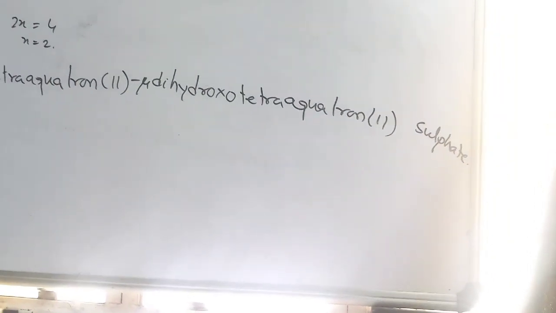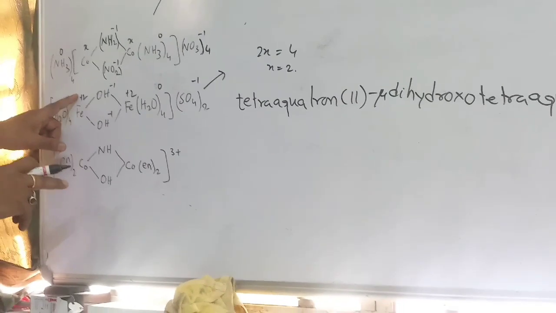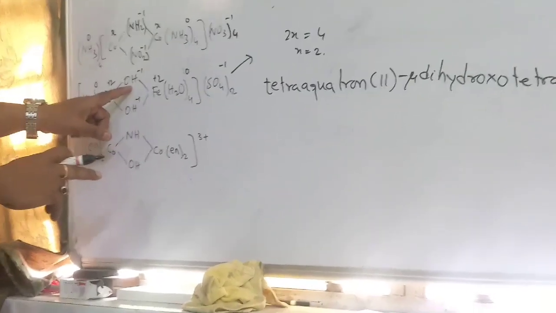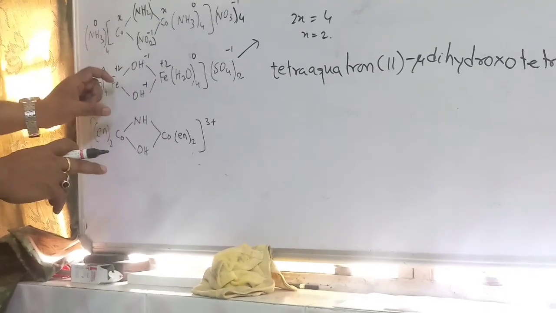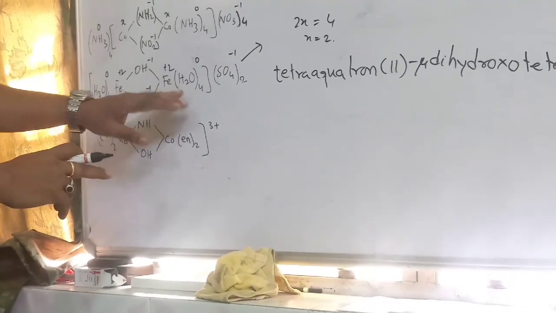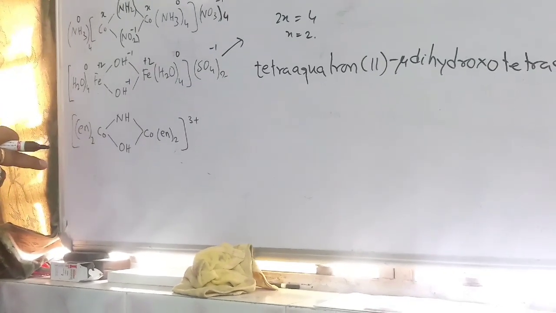So this is how we do it. Once more you can see tetra aqua iron 2, mu hydroxo, instead of writing twice I can write it as mu dihydroxo, tetra aqua, iron 2 and then sulfate.